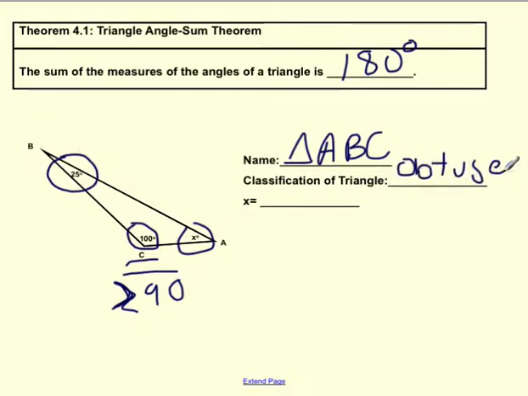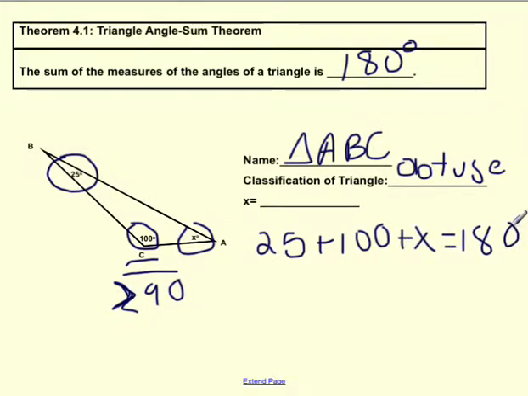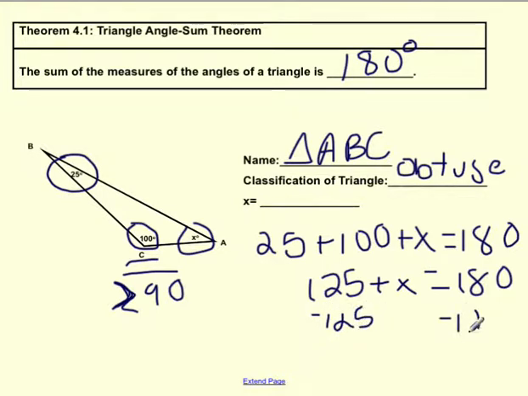And now we want to know what x is. The sum of our angles has to be equal to 180. So 25 plus 100 plus that x angle has to be equal to 180. Then we have 125 plus x is equal to 180. We would subtract 125 from both sides, and we get that x is equal to 55. So by x equaling 55, all of the angles in our triangle will add up to 180.